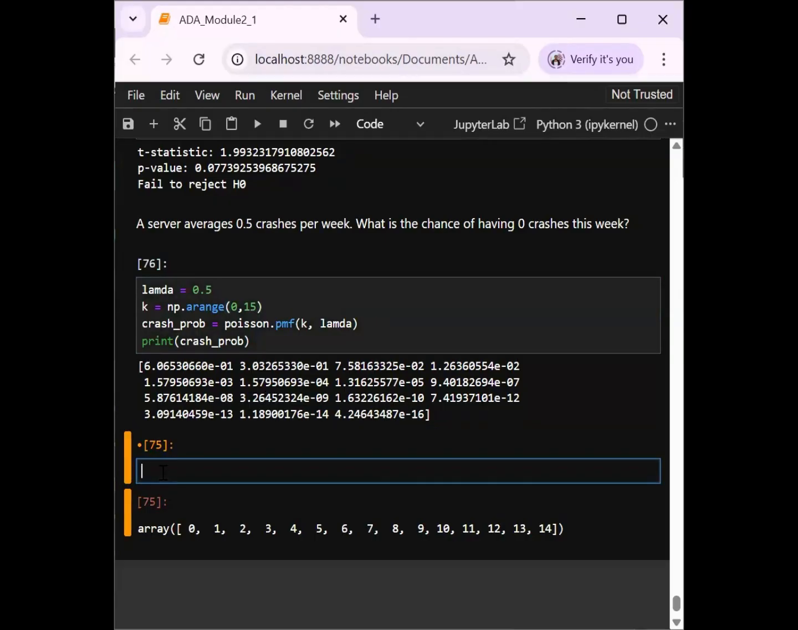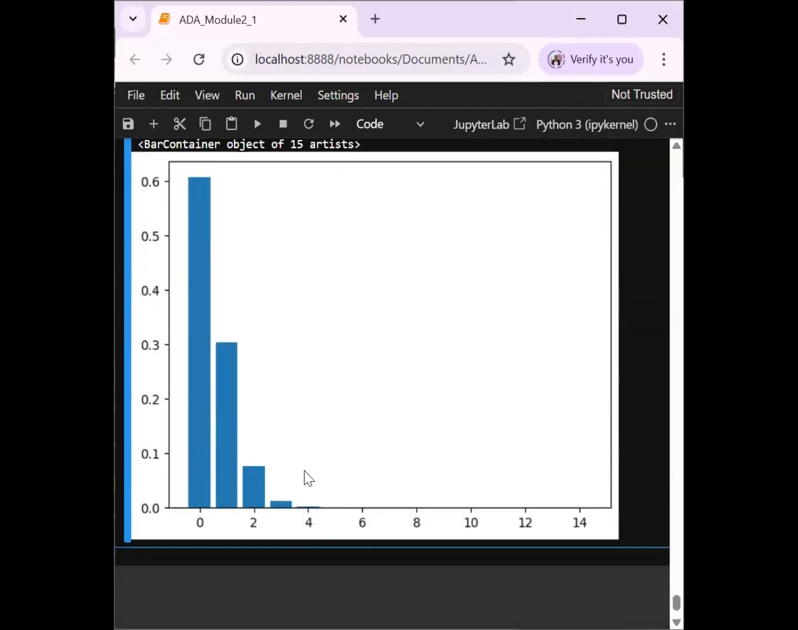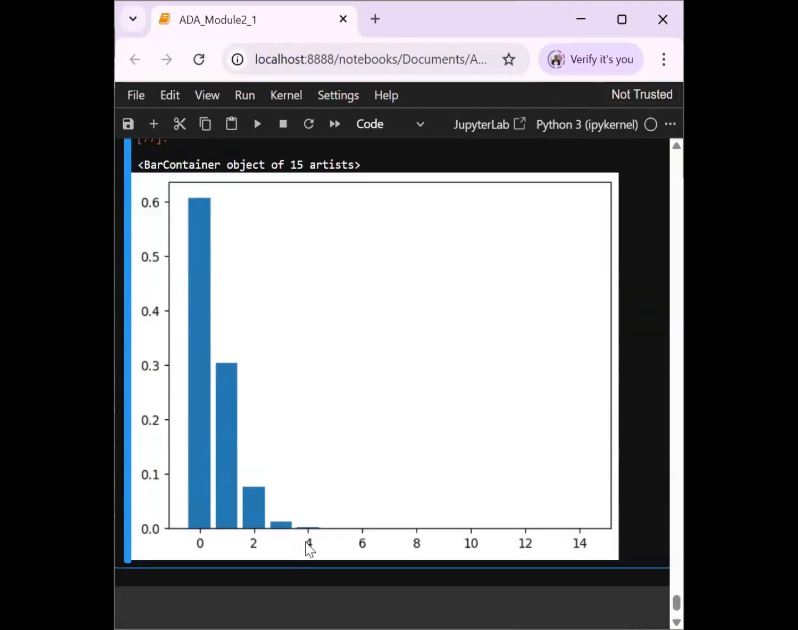So how do we visualize this? PLT dot bar. All right, that's about K from our crash probability. All right, awesome. So see, there's a very low chance of having even 4 crashes in a week, or 6.